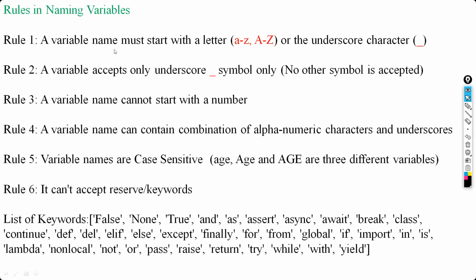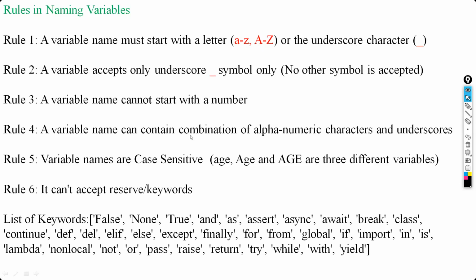Rule number 1: the variable name must start with a letter, that is any alphabet, either small a to small z or capital A to capital Z, or an underscore. It can even start with an underscore. The first character in the variable name should be either a letter or an underscore. The variable accepts only the underscore symbol, meaning other than underscore, nothing will be accepted in the entire variable name. A variable name cannot start with a number. It can start only with alphabets or an underscore.